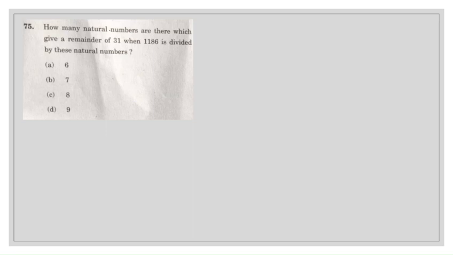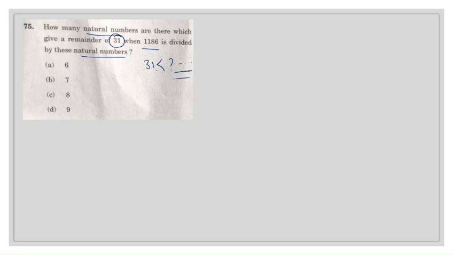Then this question says: how many natural numbers are there which give a remainder of 31 when 1186 is divided by these natural numbers? See, it is pretty basic that all the values, the natural numbers they are talking about, will be greater than 31.